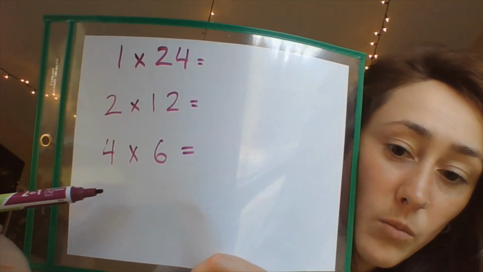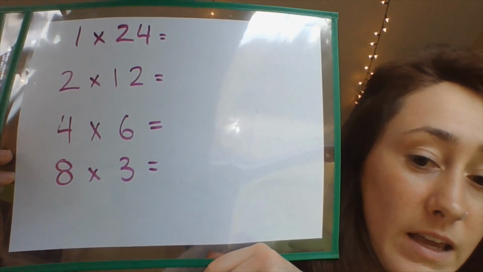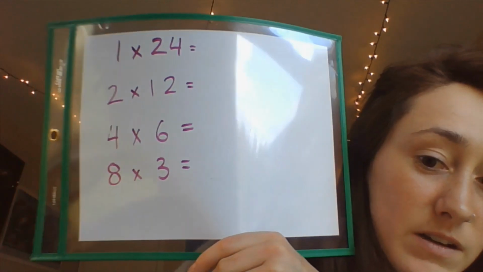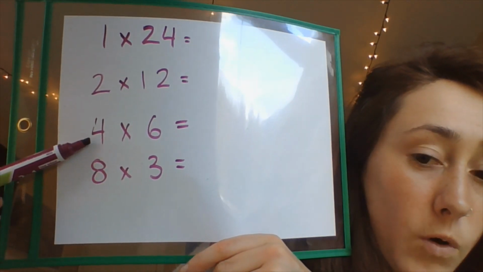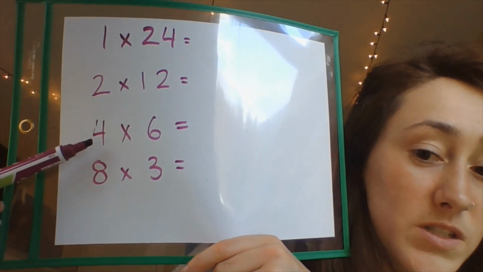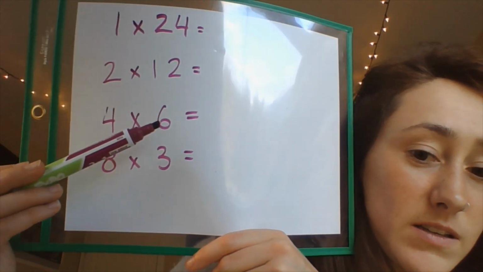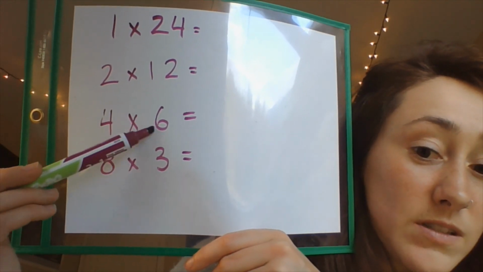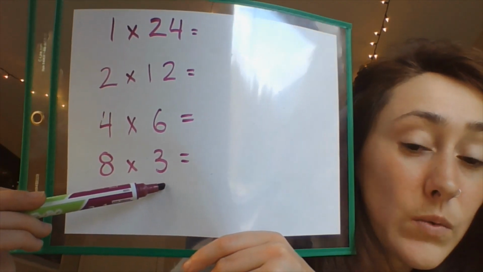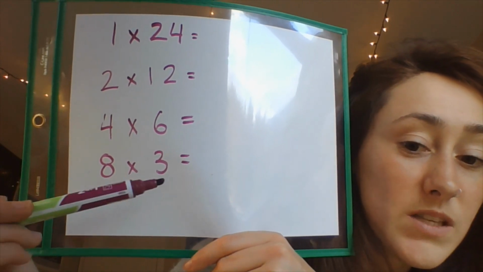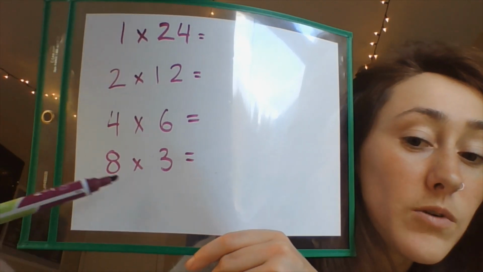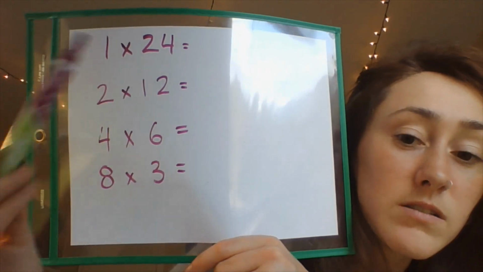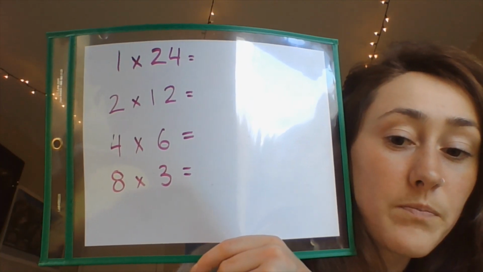Can we do it one more time? If we double and halve it again, we get 8 times 3. 4 doubled is 8, and 6 halved, or 6 divided by 2, is 3. So 3 times 8 is 24. So 3 and 8 are also factors of 24.